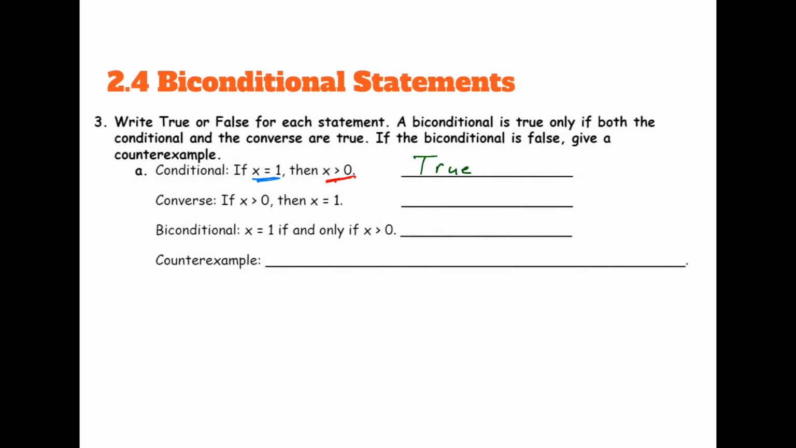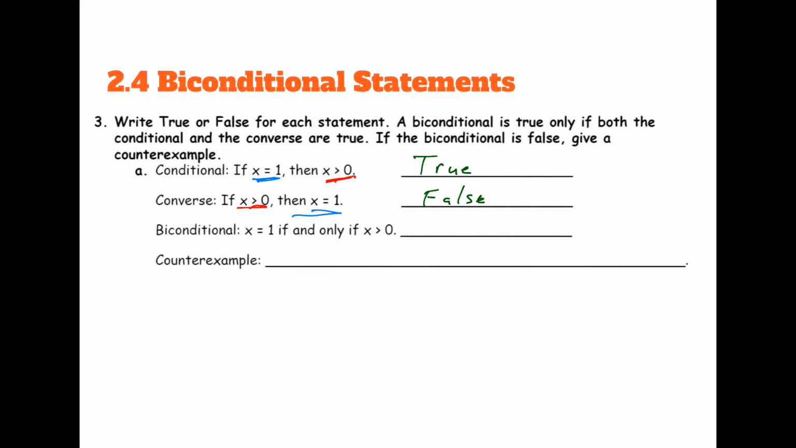All right, let's look at the converse. If x is greater than 0, okay, so go ahead and pick your favorite number. Let's say 1. Cool. Then x equals 1. Oh, cool, that checked out. But is there another way to make the converse false? Can we pick a different number besides 1? Sure, let's pick 10, right? 10 is greater than 0. That checks out. But then is 10 equal to 1? No. So this one's going to be false.